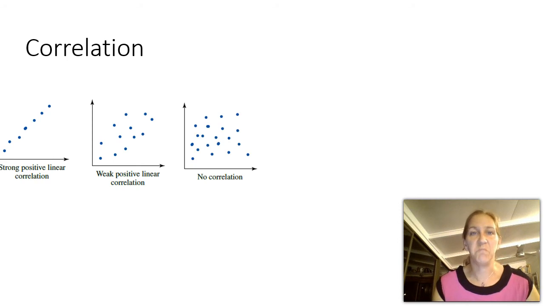This next one, you can't see a line in there at all. It doesn't take the form of a line at all. So there is no correlation between this x variable and this y variable.